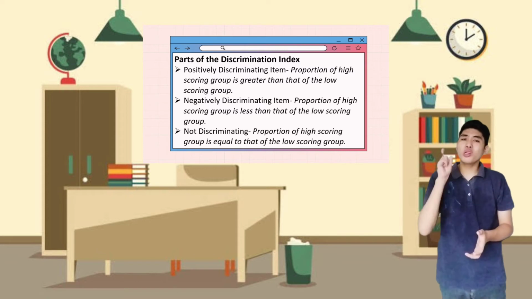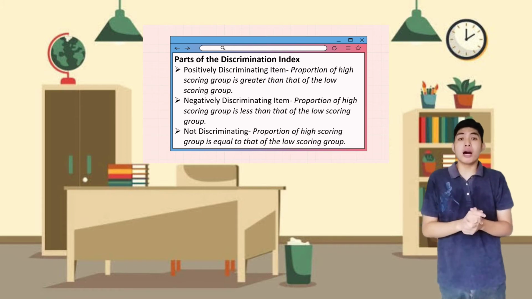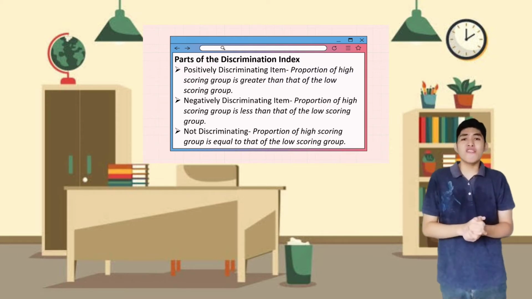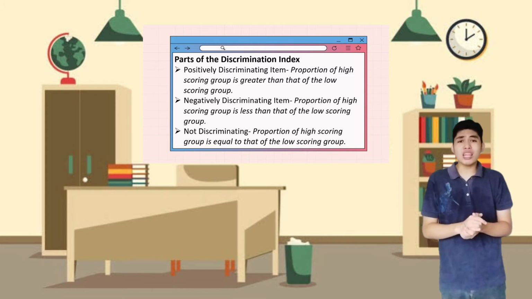Also, class, you need to remember, if it's a positively discriminating item, it should be retained. But if it's negative or zero, the item should be rejected. Again, class, if it's positive, the item should be retained. But if it's negative or zero, the item should be rejected.